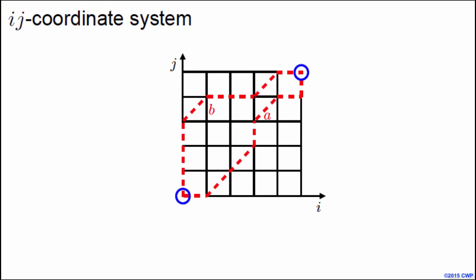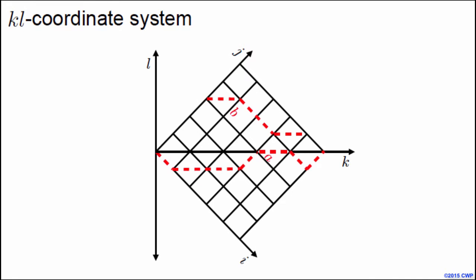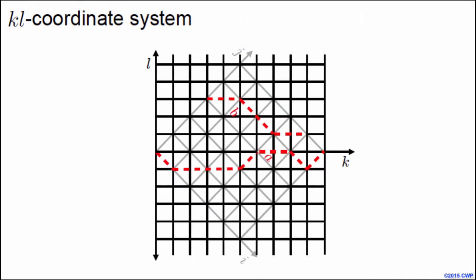But this requires some other methods, such as manual picking, in order to determine corresponding depths at the tops and the bottoms of the logs. Instead, we use a rotated KL coordinate system, where K is equal to J plus I, and L is equal to J minus I, where L is the measurement of lag, or a difference between two depths. And now we have a new coordinate system on which to compute alignment errors.